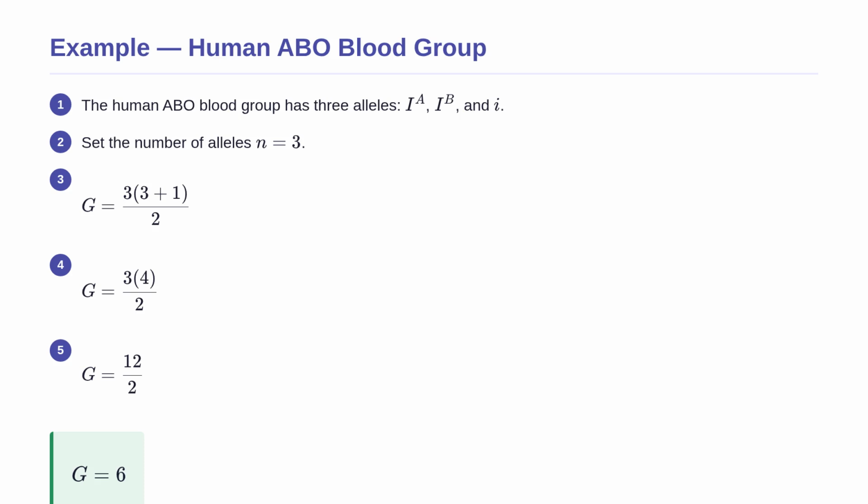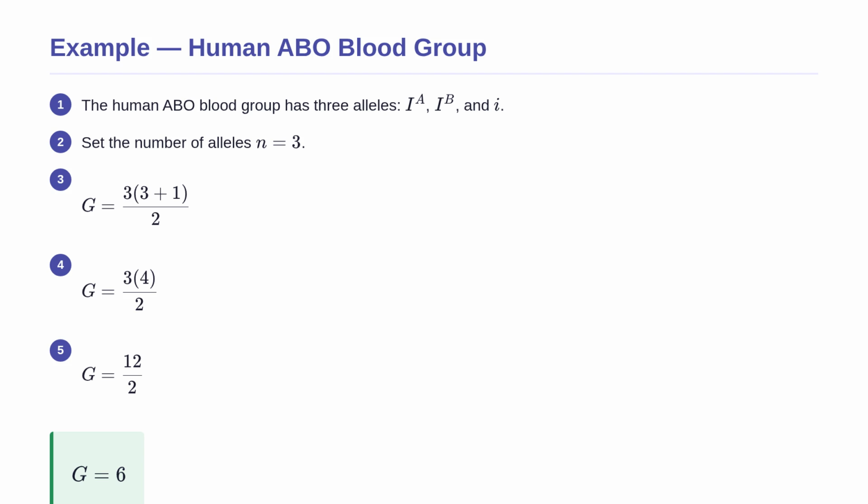Let us apply this formula to a real-world scenario, the human ABO blood group system. We are given that this blood group is controlled by a single gene with 3 distinct alleles in the human population, typically written as IA, IB, and lowercase i. We need to find out how many different genotypes are possible.